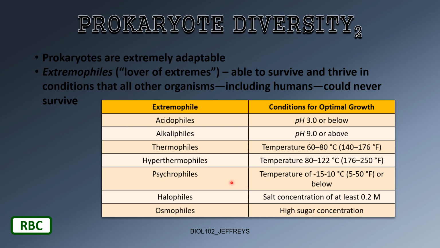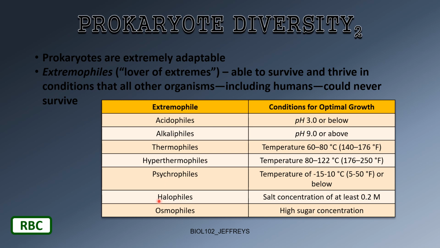Psychrophiles, on the other side of the coin, like really cool temperatures. So negative 15 to 10 degrees Celsius, right? That's well below freezing Fahrenheit. Most bacteria like it body temperature around 37 degrees, okay? But you have these psychrophiles that prefer it really cold. Obviously, these organisms are going to be living in like Antarctica.